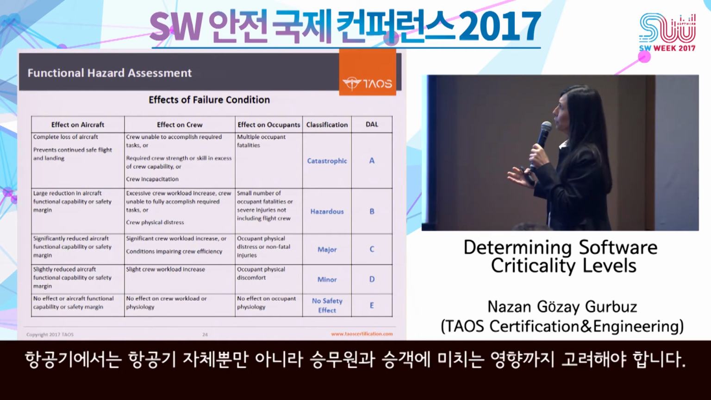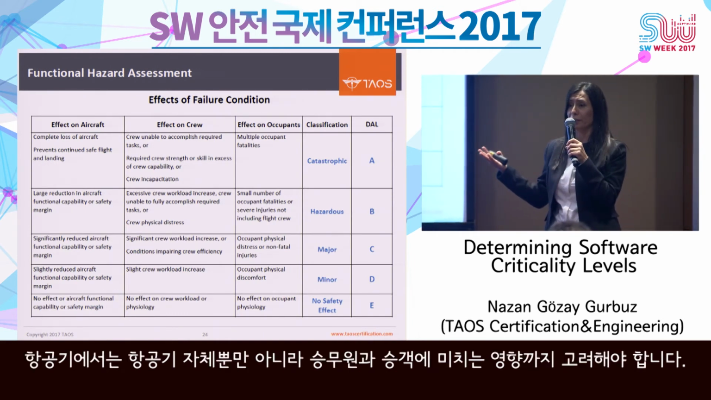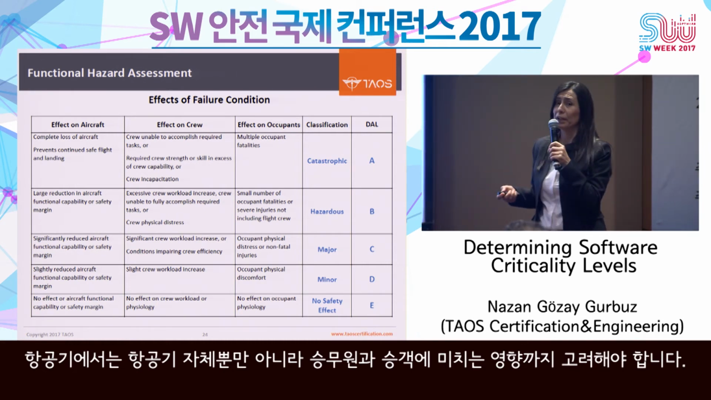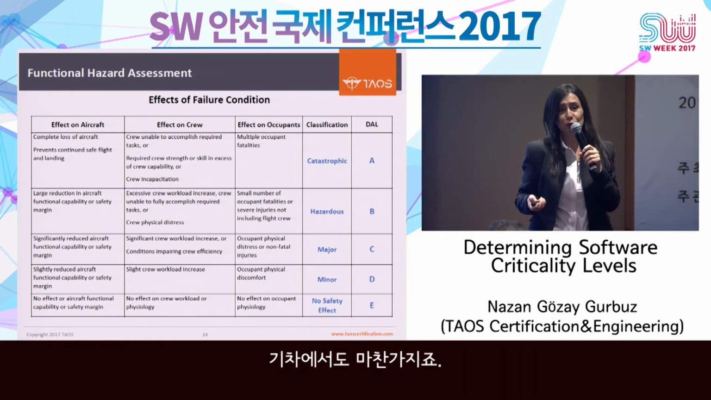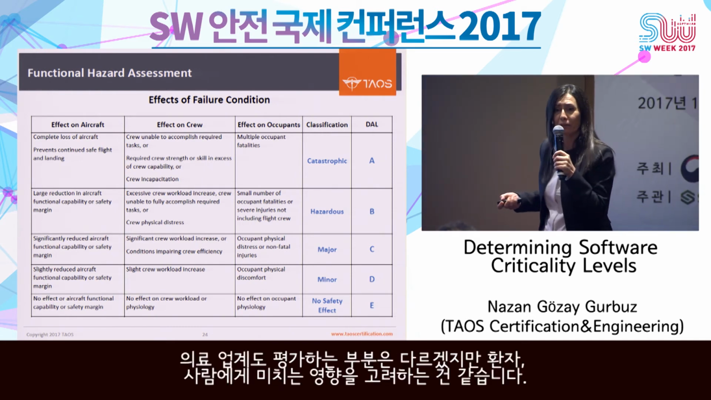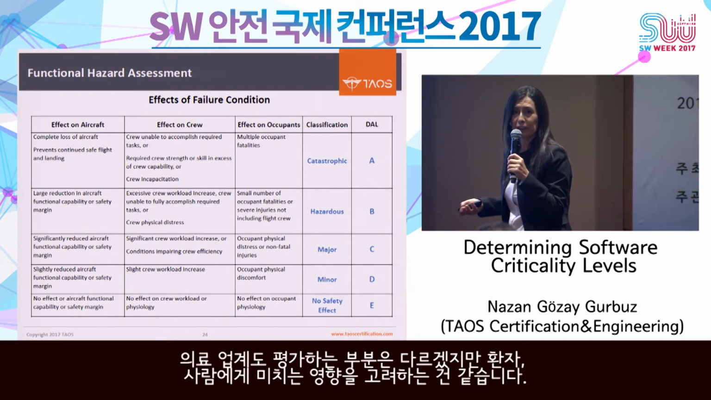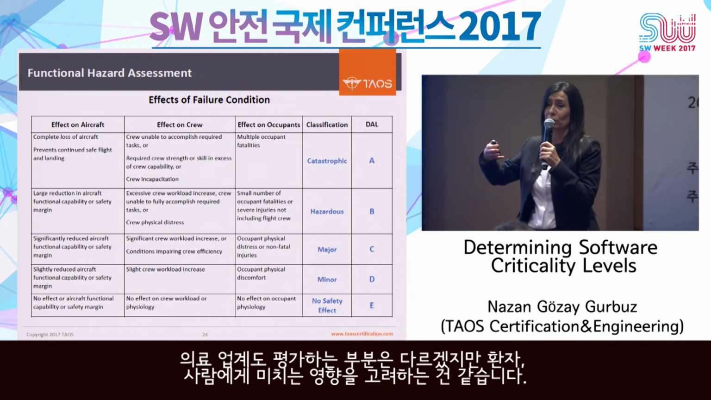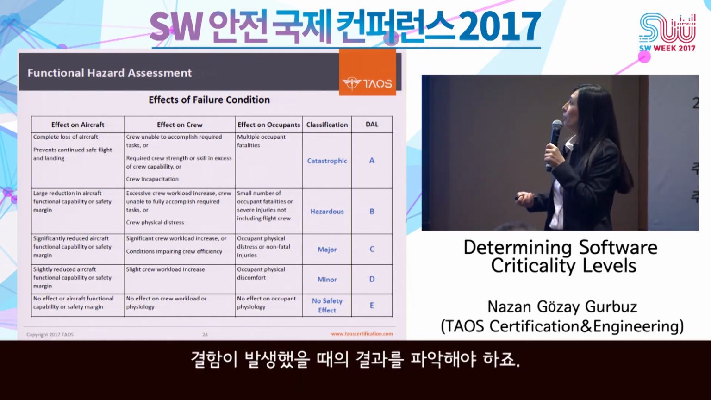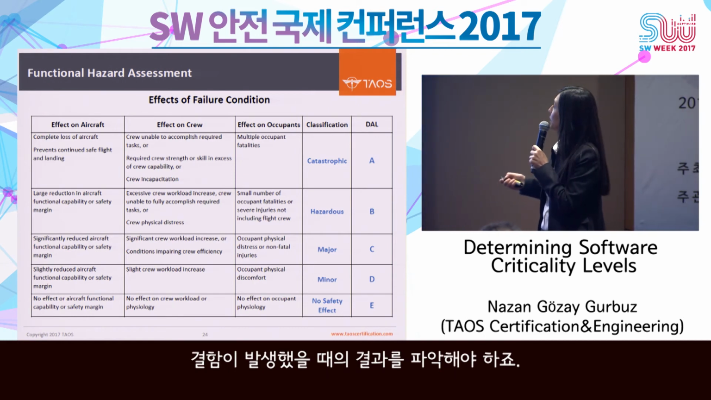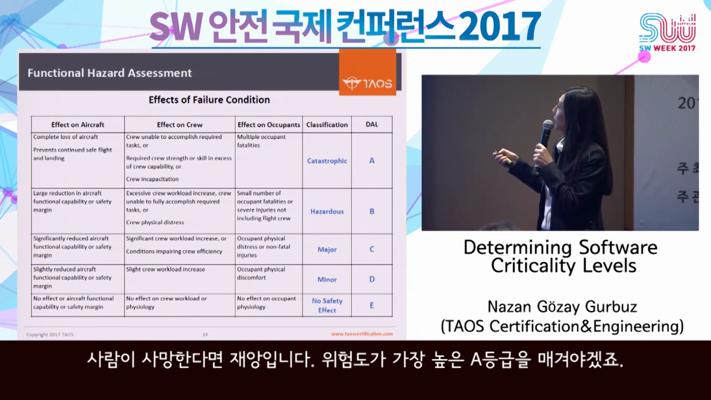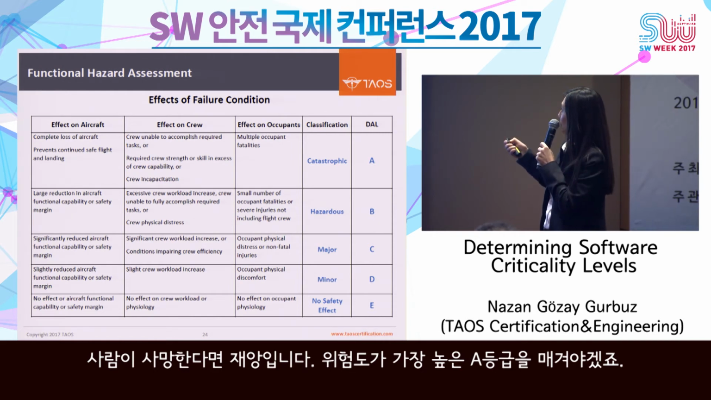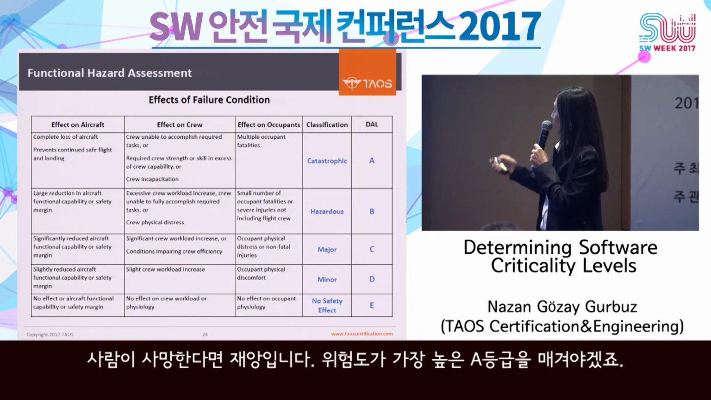Now for aircraft, we look at the effect on the aircraft, the effect on the crew, the effect on occupants. For a train, we should do the same. For a medical device, they evaluate different things, but the effect on the patients, the effect on people. We should evaluate the effects of the failure condition. And if we kill somebody, it is catastrophic. We should assign level A, the highest criticality.